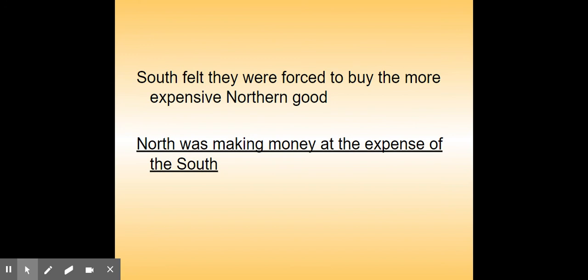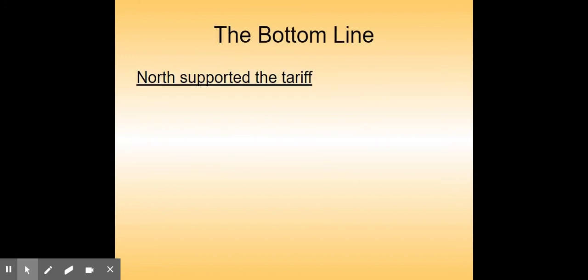All right, the bottom line with all that, and you can add this to your map: the North is going to support the tariff because it protects its manufacturing industrial economy. The South is going to oppose the tariff because it looks like the North is making money off the South, and they feel they are being forced to buy more expensive northern goods that they couldn't afford to begin with. So the North is going to support the tariff, and the South is going to oppose the tariff. And like I said a second ago, that's going to add to this tension between the North and the South that is eventually going to push us towards civil war.